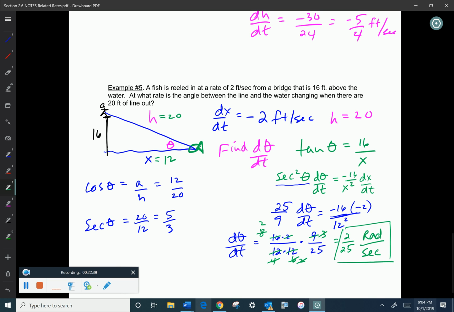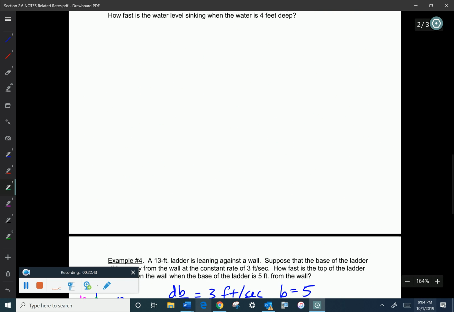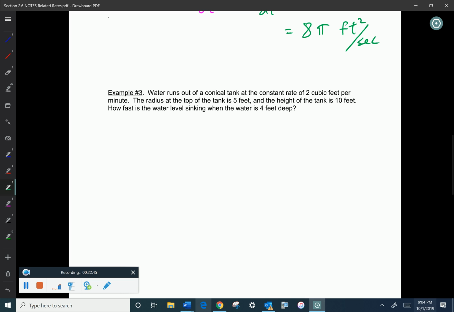Okay. I'm going to leave that right there because, like I said, usually it's day 2 when we come back and do this cone type problem. So we'll do that example. We'll save that example for next time.